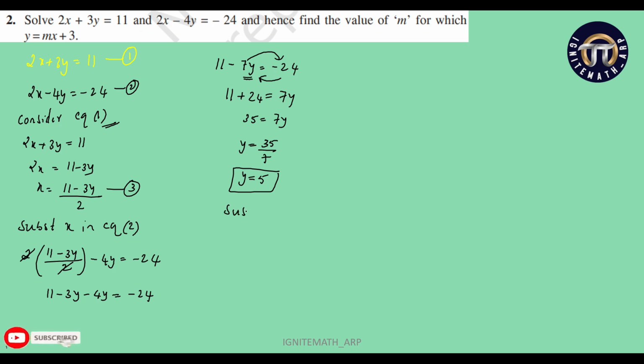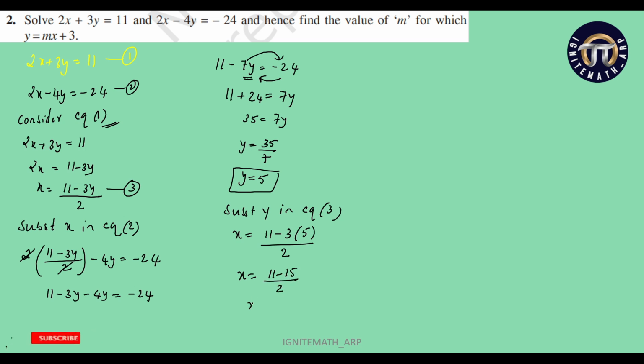So later substitute y in equation 3. Direct substitution you can do. Okay, later what you get over here is x is equal to 11 minus 3 into 5 divided by 2. Clear, children? Because y is equal to 5 we have got. So x is equal to 11 minus 15 divided by 2. x is equal to minus 4 divided by 2, that implies x is equal to minus 2. Clear, children? I'll get the value of x as minus 2 and the value of y as plus 5. These are the required solutions.